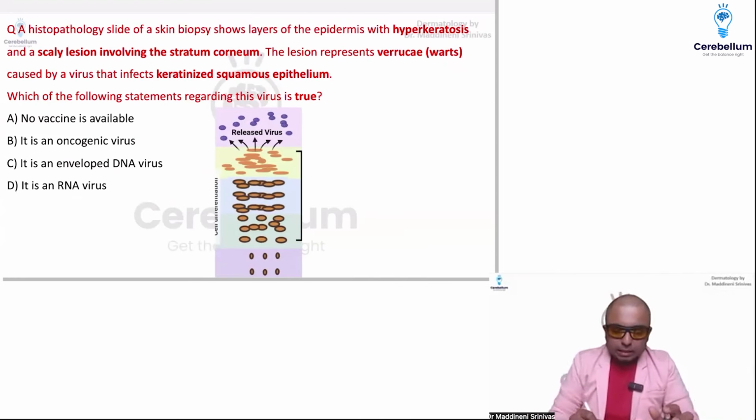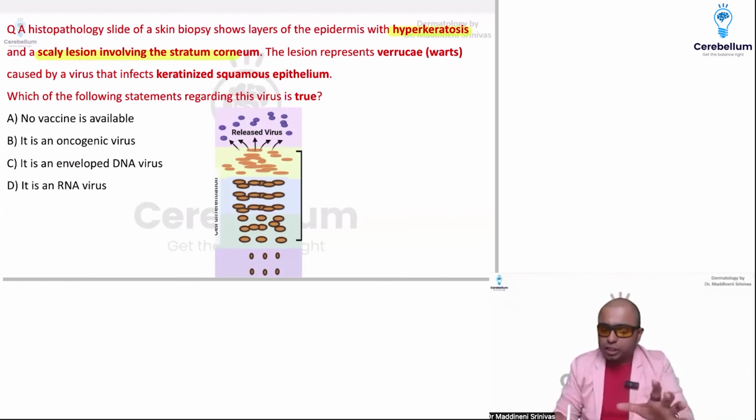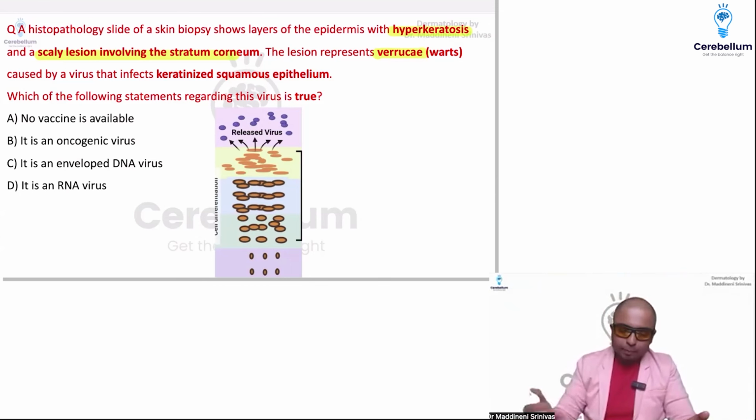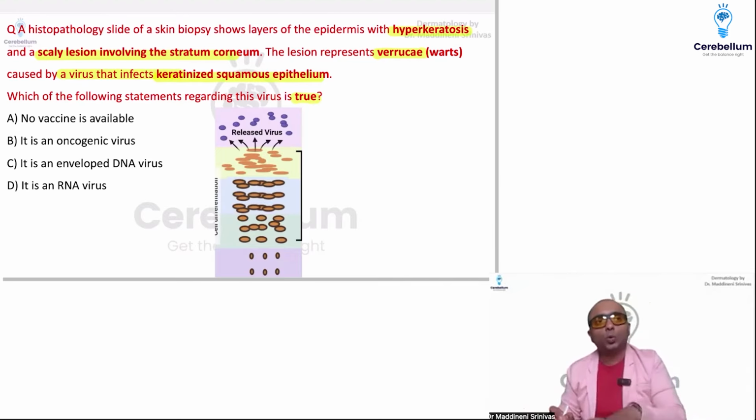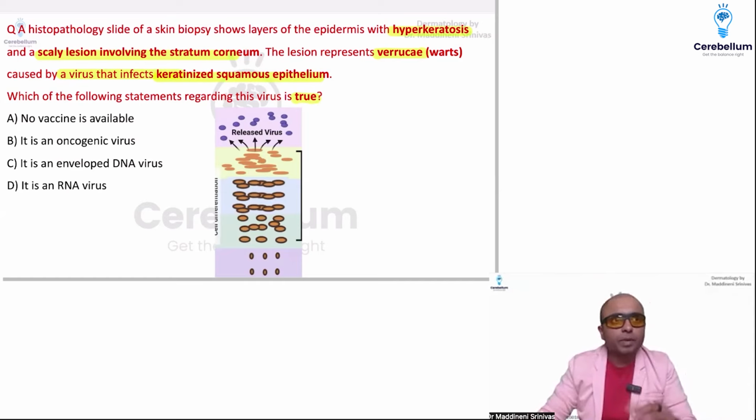Right. Okay, this is the next question, in which students had many doubts. So please tell me what was there and what was not there. A histopathology or biopsy image was given, a hand-drawn image, is what students were telling. There was mention of hyperkeratosis and a scaly lesion involving the stratum corneum, and the question mentioned the lesion represents verrucae. There is some virus which infects the keratinized squamous epithelium, and they were asking which statement is true. Is this the question which was asked, dear students?